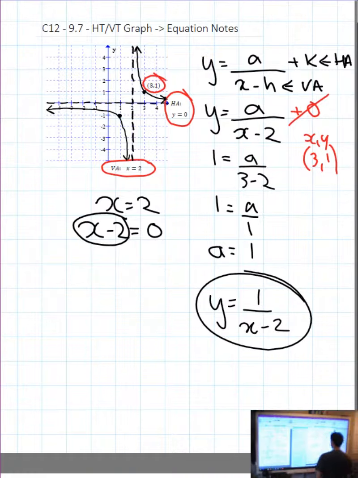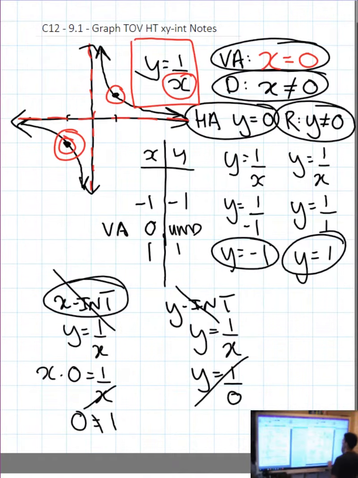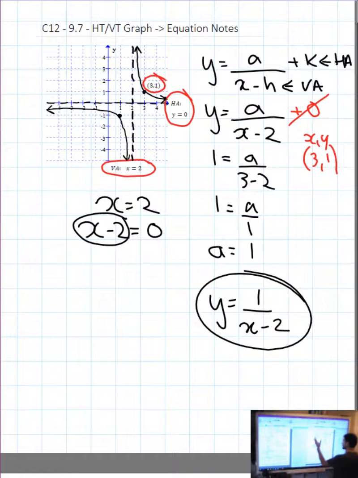Finding the equation. Now, if you are familiar, as we are, with our original graph 1 over x, it should be very easy for us to see, well, it was just moved to the right 2, which is just a horizontal translation to the right 2.